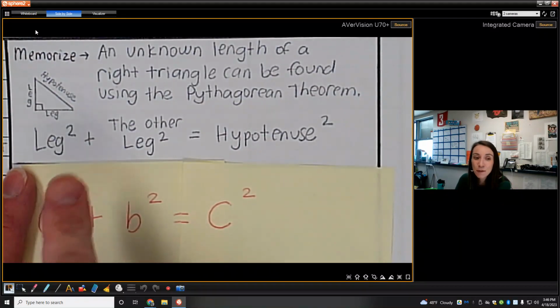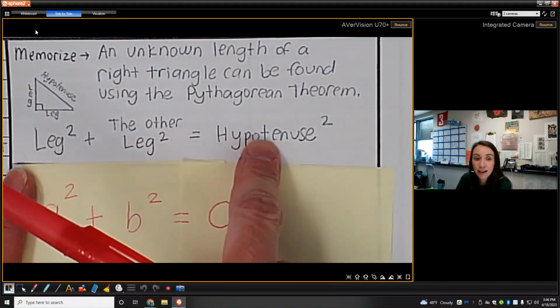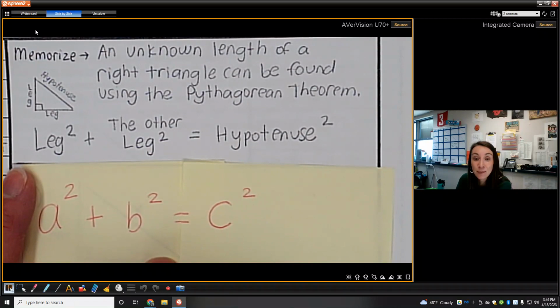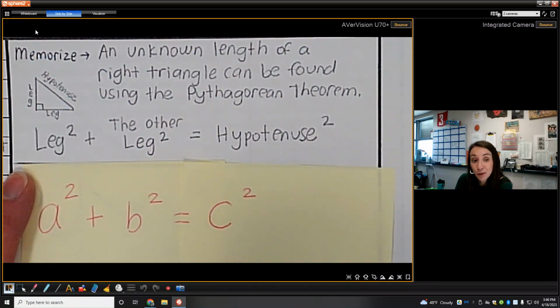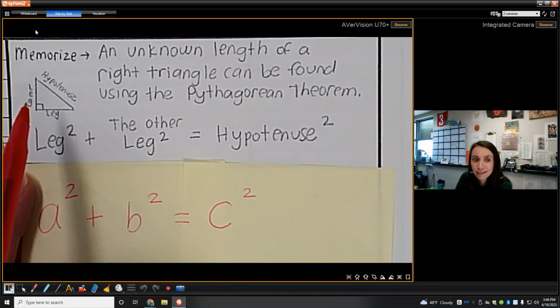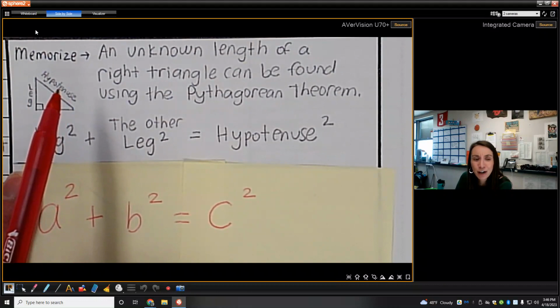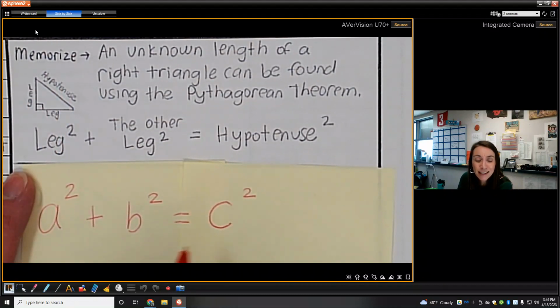Now, the reason that I prefer this first formula over this formula is because sometimes assessments try to trick you. They might label a leg as the variable c and the hypotenuse as the variable a. When they mix it up like that, that really messes students up.